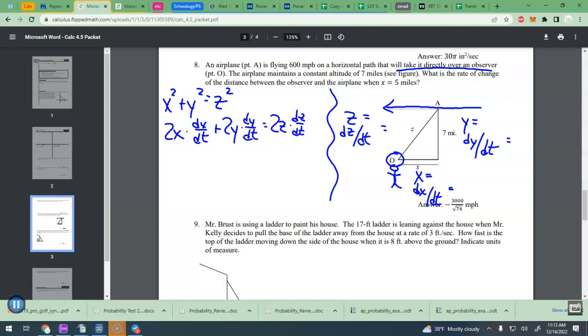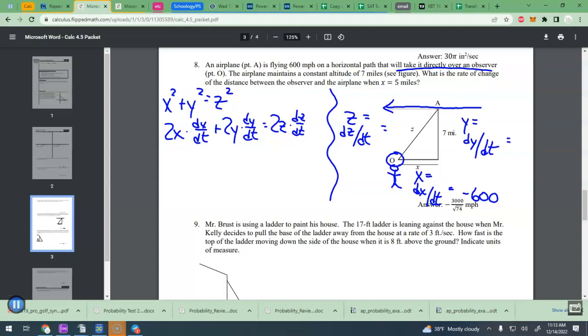Okay, so the airplane is here and is flying toward the observer. Well, if I draw an X and Y axis, is that positive or negative? If it's going that way, that's negative, right? So my dx dt is negative 600. Yep.